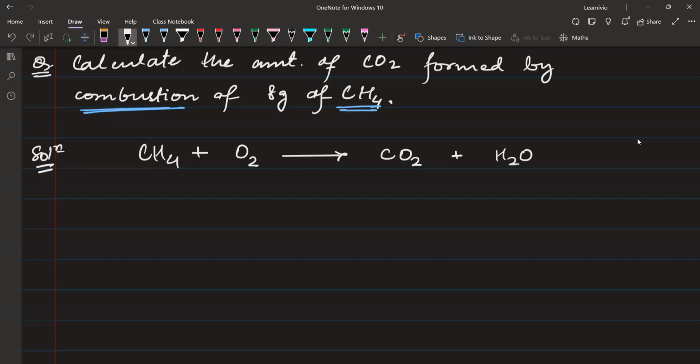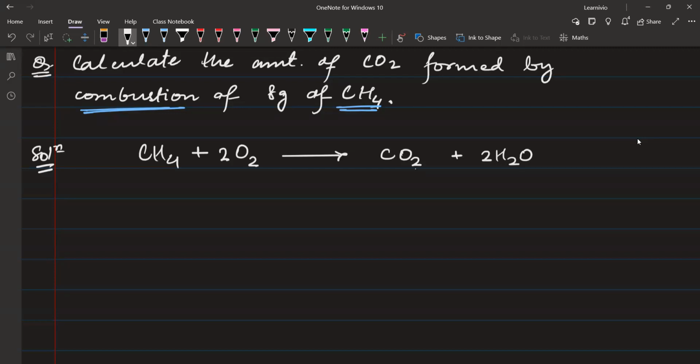Now we are going to balance it. Number of carbons: one carbon here, one carbon here also. How many hydrogens? Four hydrogens here, only two hydrogens there. So I will balance it here like this. Does that make sense? How many oxygens? Here we have two, here we have 2 plus 2, 4. So I will write 2 here. Does this make sense till here? Yes, sir.